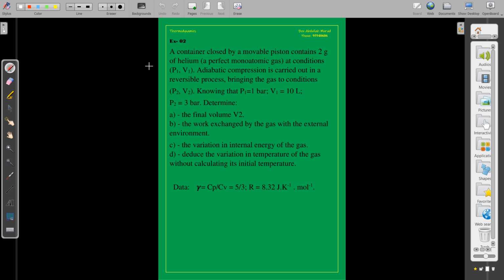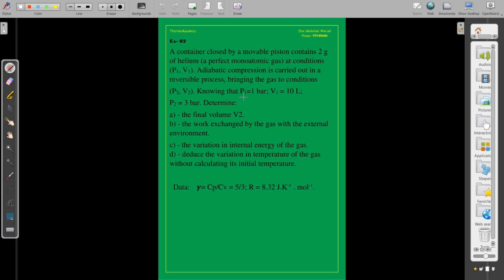A container closed by a movable piston containing 2 grams of helium. We consider that the helium is a perfect monoatomic gas. At conditions of pressure P1, V1, an adiabatic process is carried out in a reversible process. So the process is adiabatic, and it's especially a compression, bringing the gas to conditions P2, V2. It means from P1, V1, we pass to P2, V2.